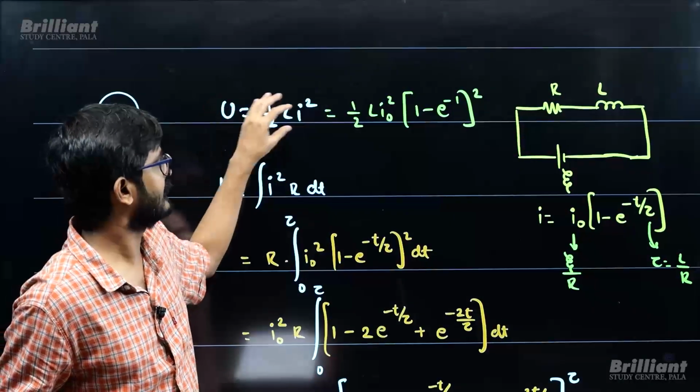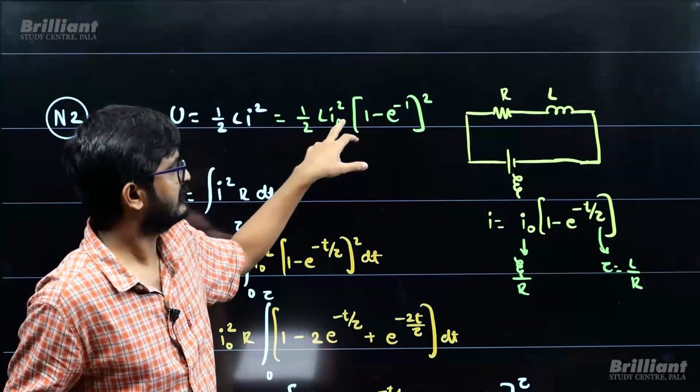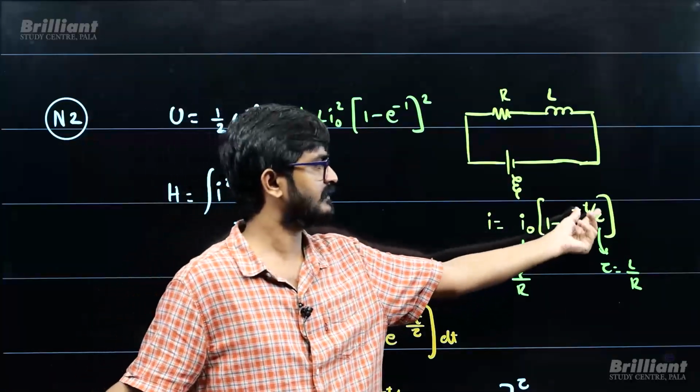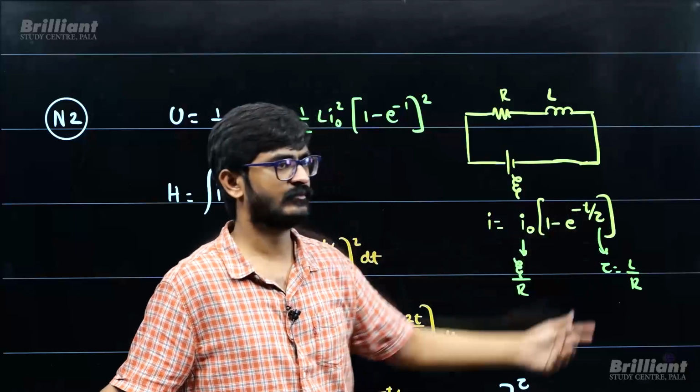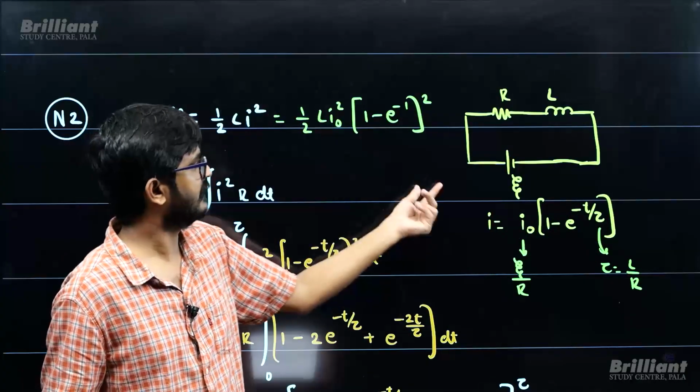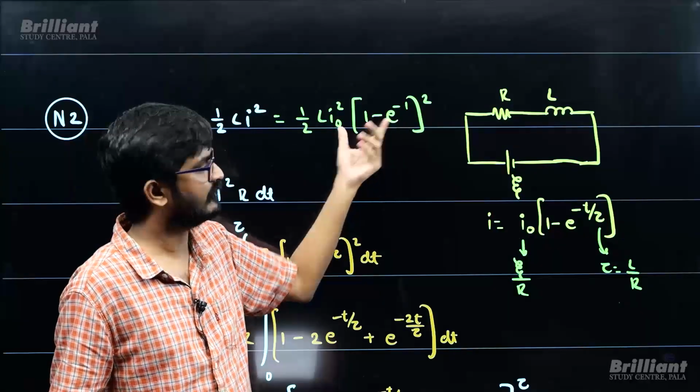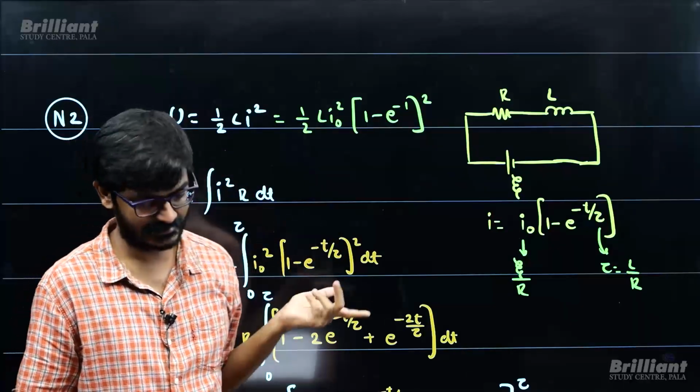So, energy stored in the inductor is half Li square. We need to find what is the current at t equals tau. When t equals tau, it will become e power minus 1. So, current is going to be I naught into 1 minus e power minus 1, so that square. That is fine, you do not have to bother much. That is the energy stored in the inductor now.